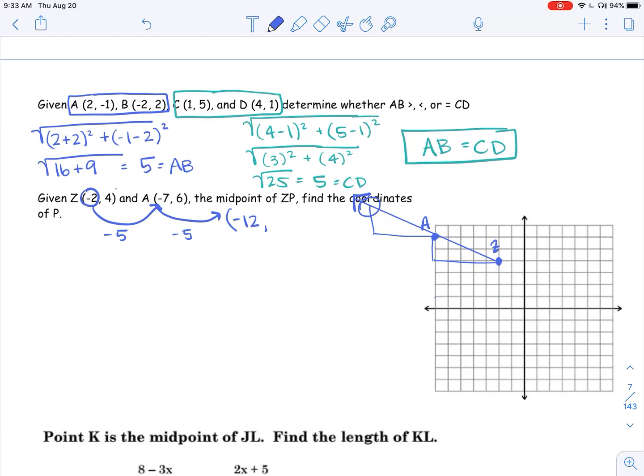And now let's look at the y's. If I go from a +4 to a +6, I added 2 to the y's. So I'm going to do that again. And that is really the easiest way to do it, is just to think of it as a stair step. What did I do to get from one end to the middle? Okay, do that again from the middle to get to the other end point.